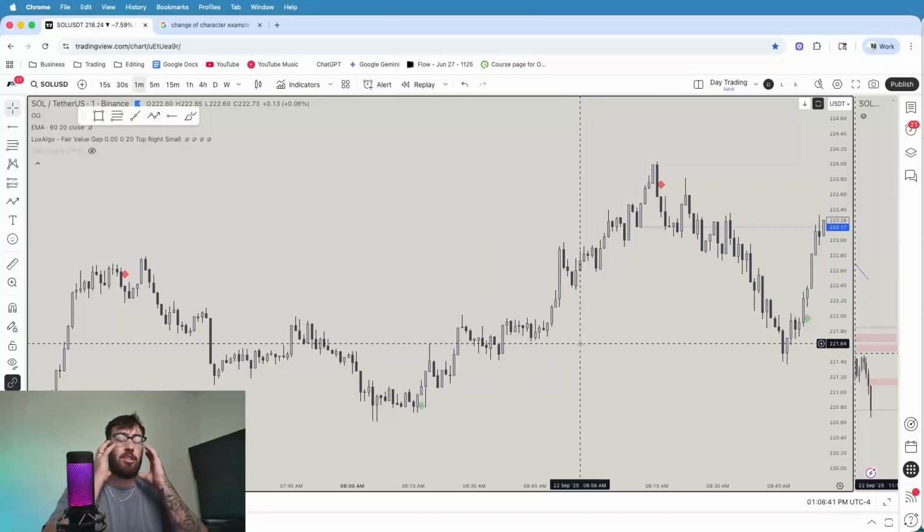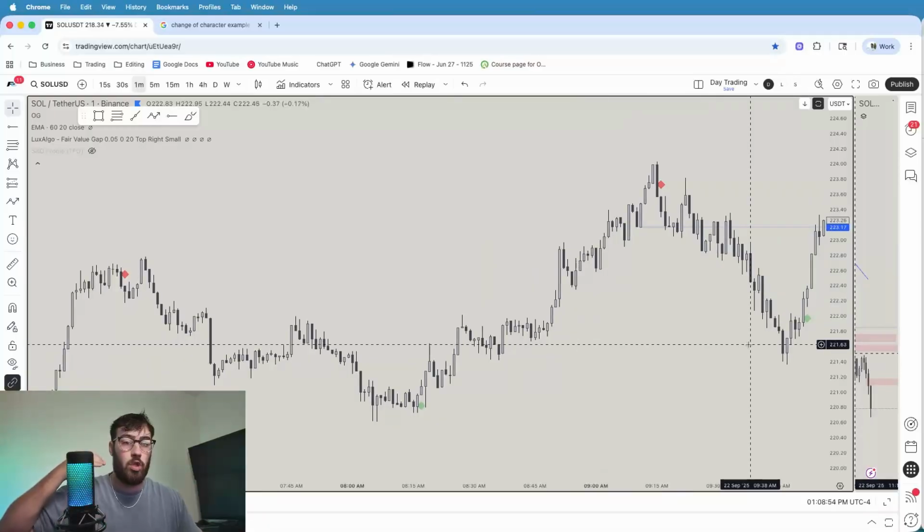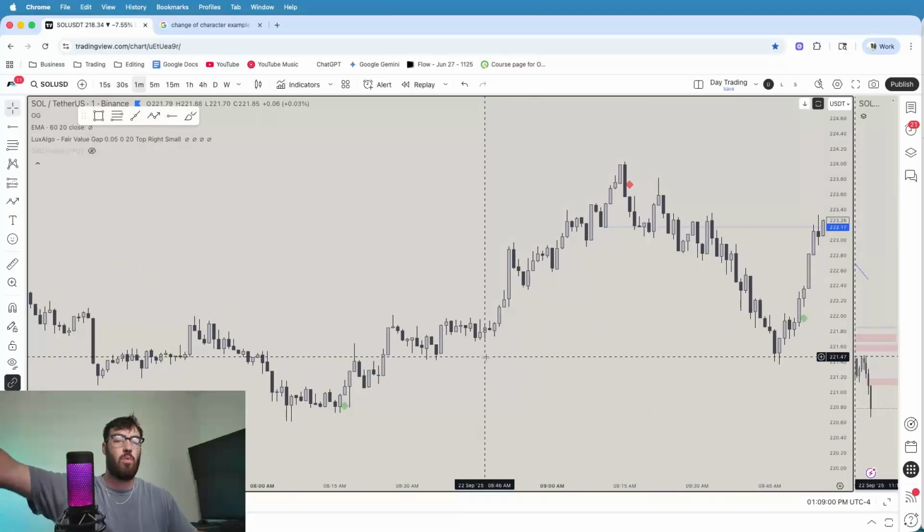Now, guys, just simply don't overcomplicate it. Two or more green candles going in the same direction on an uptrend, and then two or more red candles going in the same direction on a downtrend, you want to see get broken. That is showing you that there is a momentum shift in the market.